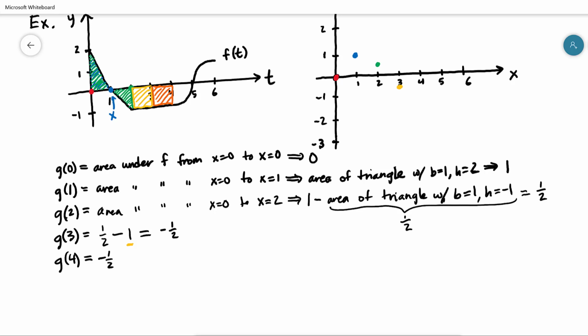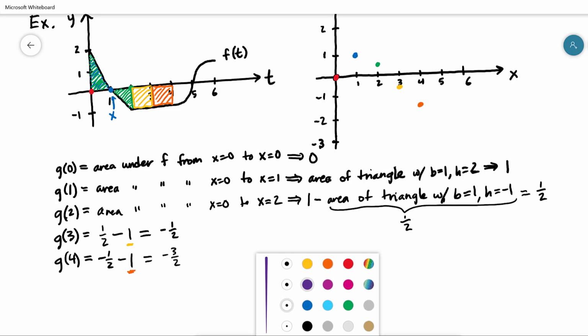So I'm going to take that -1/2, and then I'm going to subtract an additional 1 from that because, again, that's the area of that new orange region that I just added. And that will give me -3/2. And that's what we would plot right here. There's -3/2. And just continue on this way.